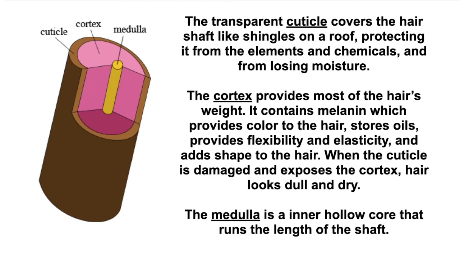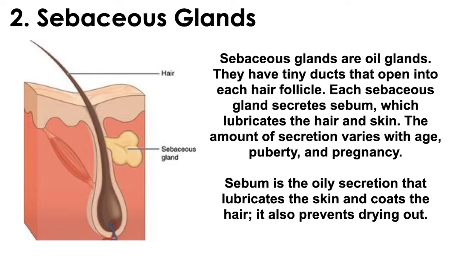Now the hair is divided into three main parts. The outside, which is the cuticle, is a transparent covering, which is more protection. Then we have the cortex, which is the inside. That provides the hair color, the melanin, and also flexibility. And then we have the medulla. Think of medulla as middle. The middle part is an inner hollow core, and that runs the inside of the hair shaft. Then we have the sebaceous gland.